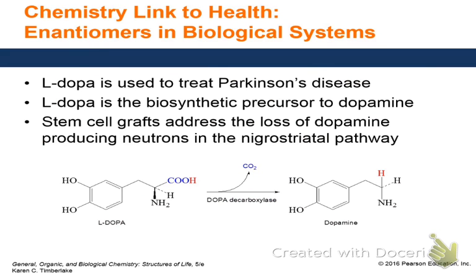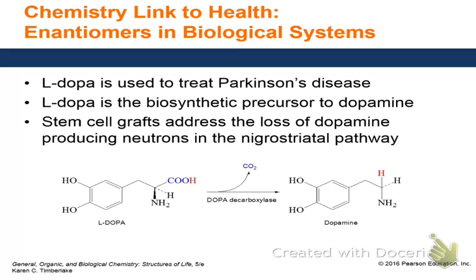Your book doesn't talk about this next one. Well, they talk about this, but they get some of it a little wrong, I think. Here's L-DOPA. L-DOPA is a specific enantiomer of the precursor for dopamine. Now, when people have Parkinson's disease, a common treatment is L-DOPA.